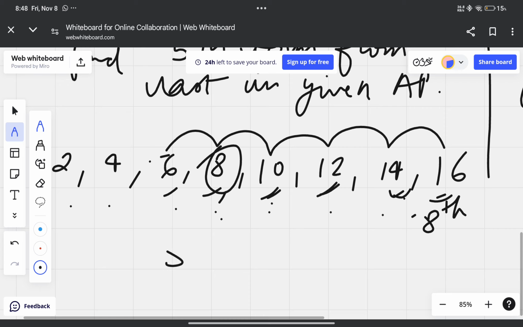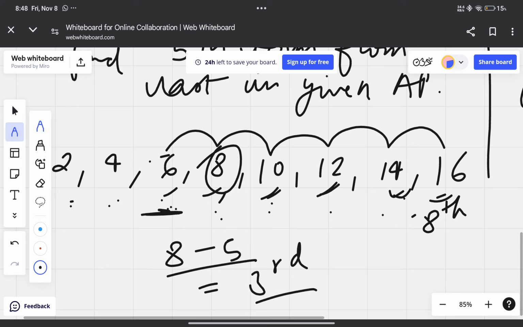But if you subtract 8 minus 5, then you would get the third term from the starting. So 1 2 3, this should be the answer according to the question. This should be the answer, but this is not the answer. The answer is 8. So you need to actually think about why you are not getting your answer using this method, when you find the value of the nth term of the last term, which is 8, and then subtract 5, but you're not getting the correct answer.